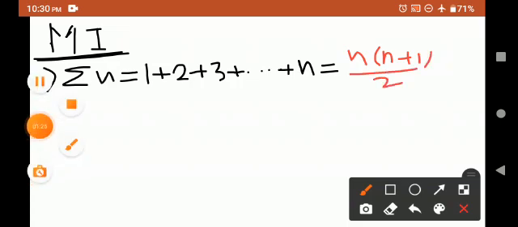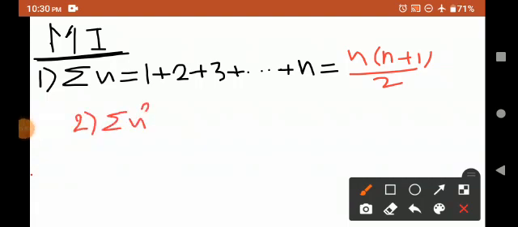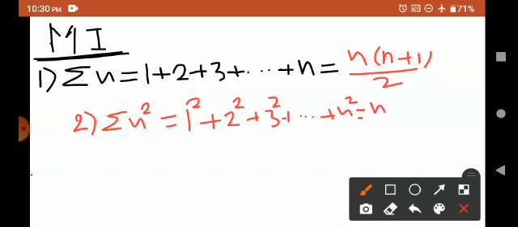Similarly, we have also seen that there is a second formula, the sum of squares of the first n natural numbers, denoted by sigma n square, which is 1 square plus 2 square plus 3 square plus so on plus n square, and it is given by the formula n into n plus 1 into 2n plus 1 divided by 6.